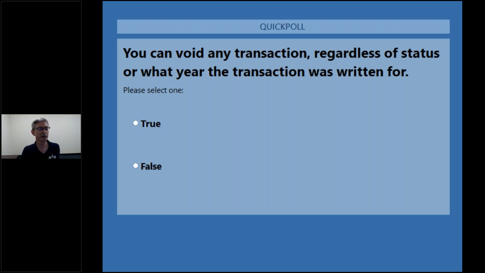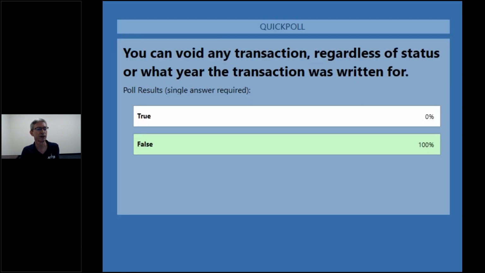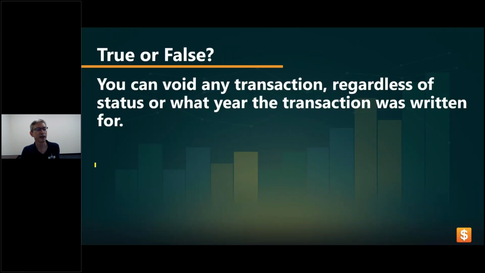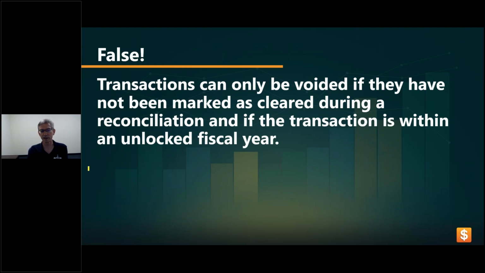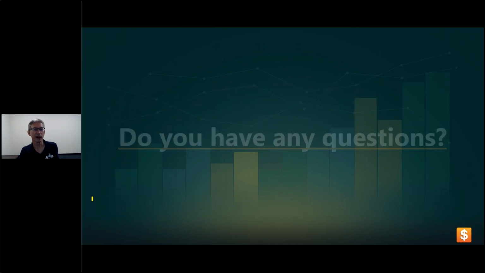Last quiz question. All right, looks like everyone has voted. So 100% of you said false. Let's go ahead and share. The answer is false. That is correct. Transactions can only be voided if they have not been marked as cleared during a reconciliation, and if the transaction is within an unlocked fiscal year. All right, very good. Thank you for joining me with that quiz.